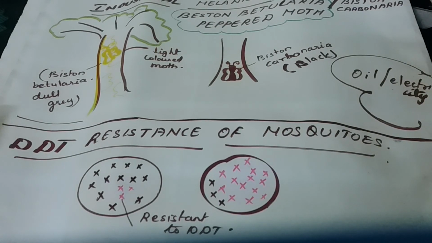So this is also another example for natural selection. These two happened because nature selected the organism which is favorable to the environment. This happened because of natural selection.